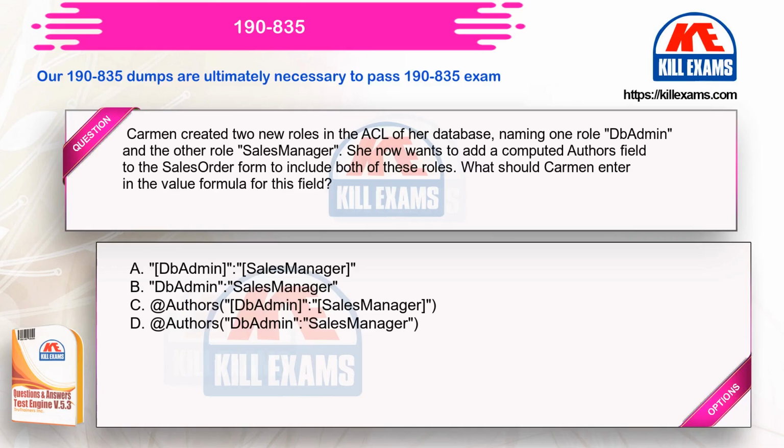Carmen created 2 new roles in the ACL of her database, naming one role DB Admin and the other role Sales Manager. She now wants to add a Computed Authors field to the sales order form to include both of these roles. What should Carmen enter in the value formula for this field? Option A. DB Admin, Sales Manager. Option B. DB Admin, Sales Manager.